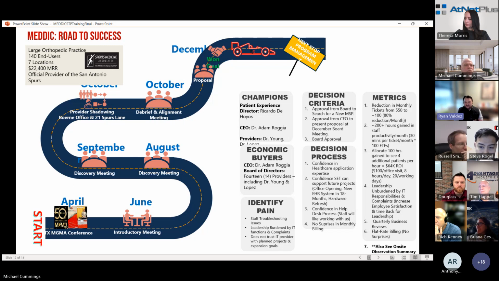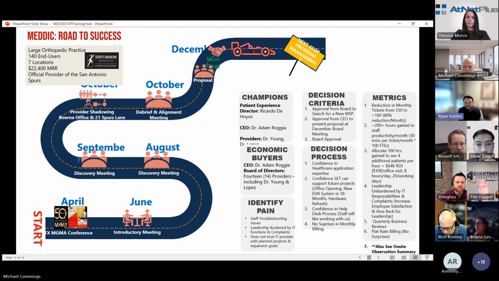Towards the end of the meeting, I asked Dr. Rogia, the CEO, what his timeline would be to move to another IT provider. He explained that he answers to a board of directors and that they know he's exploring other options. He said that if he was comfortable with us, we'd need to get on the agenda for their November or December board meeting to go through a proposal, and that the board would have to approve it to move forward.